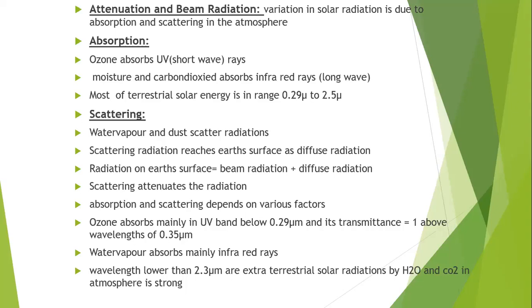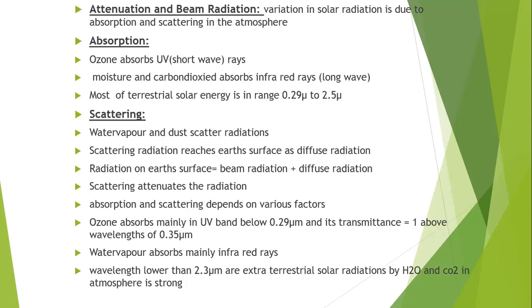So the radiation finally received by our earth's surface consists partly of beam radiation and partly of diffuse radiation. So both radiations, diffuse and beam, are present in the solar radiation we get on the earth's surface. This scattering attenuates the radiation. The amount of scattering and attenuation will depend upon the atmospheric conditions.